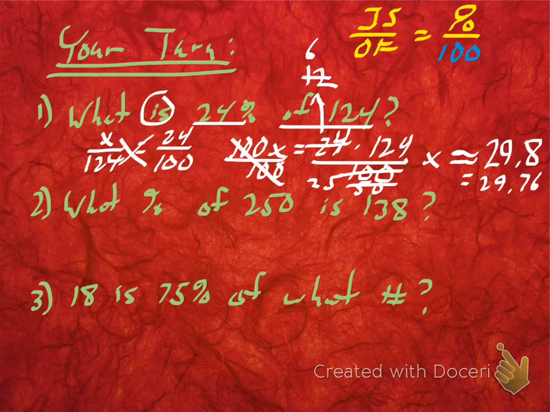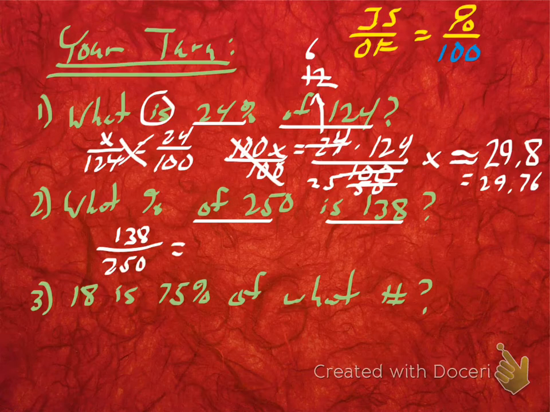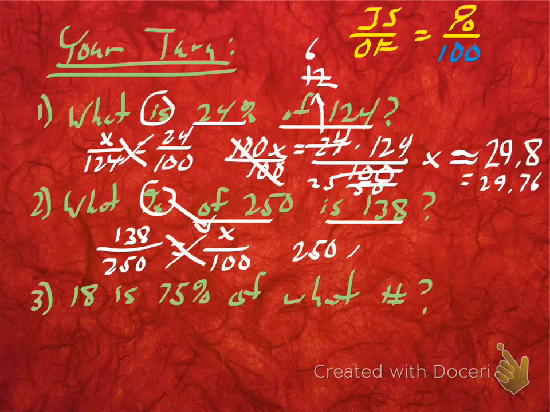Okay, the second equation, what percent of 250 is 138? So they gave us the of, they gave us the is. We just got to put them in the right order, so make sure the is goes on top and the of goes on the bottom. Is going to equal, we're looking for the percent, so that's going to be the variable, over 100. And again, we're going to cross multiply and divide. We get 250 times x is equal to 138 times 100.